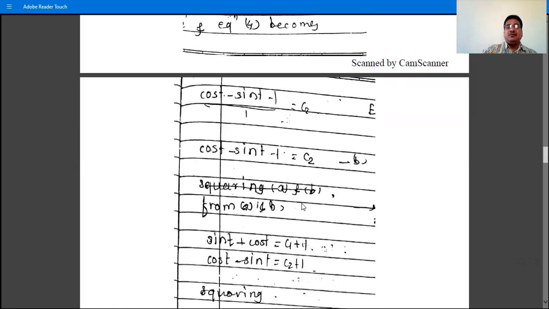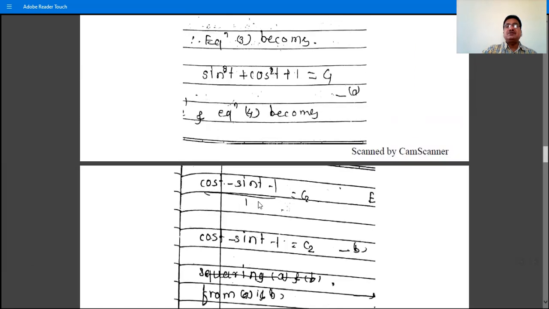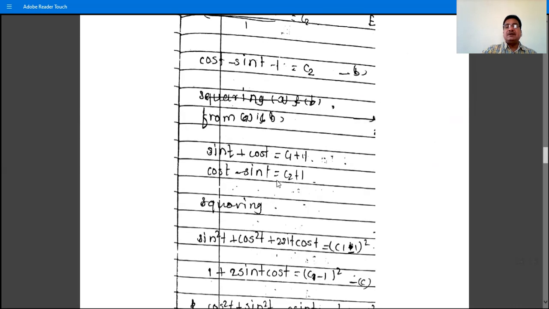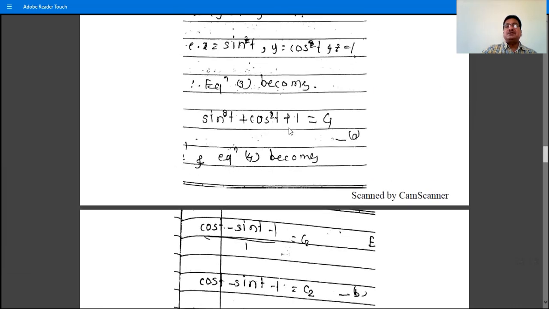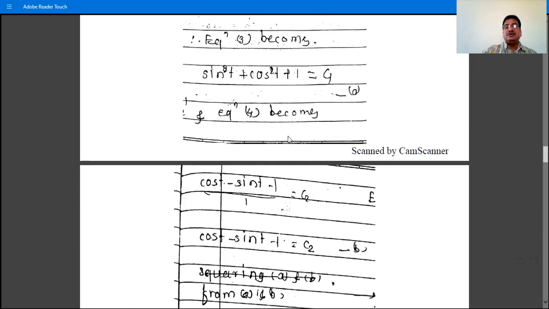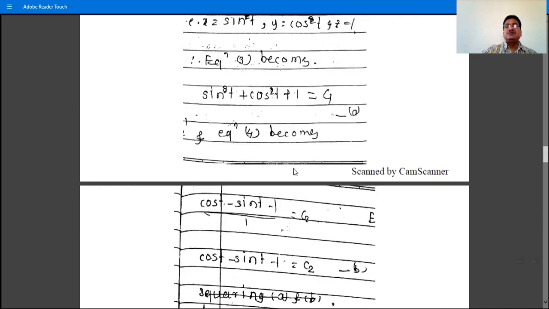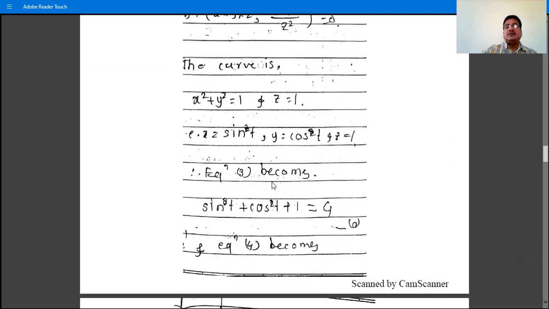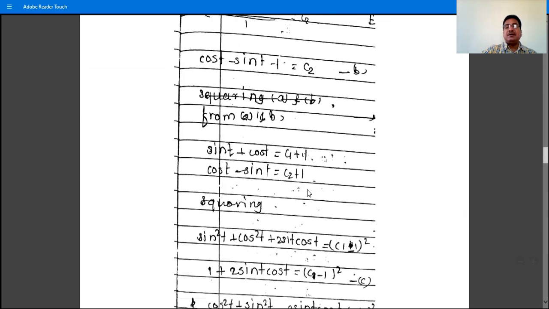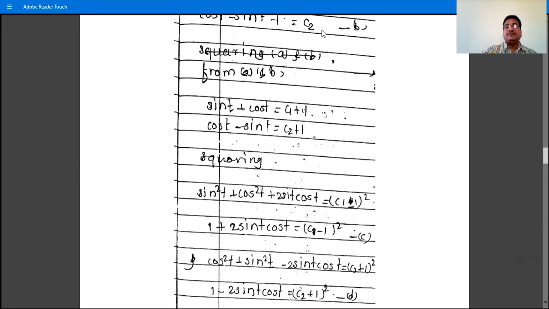So from a and b we have sin t plus cos t is equal to c1 minus 1. This is not c1 plus 1, it is c1 minus 1 right here, c1 minus 1. And from this equation we have cos t minus sin t is equal to c2 plus 1.